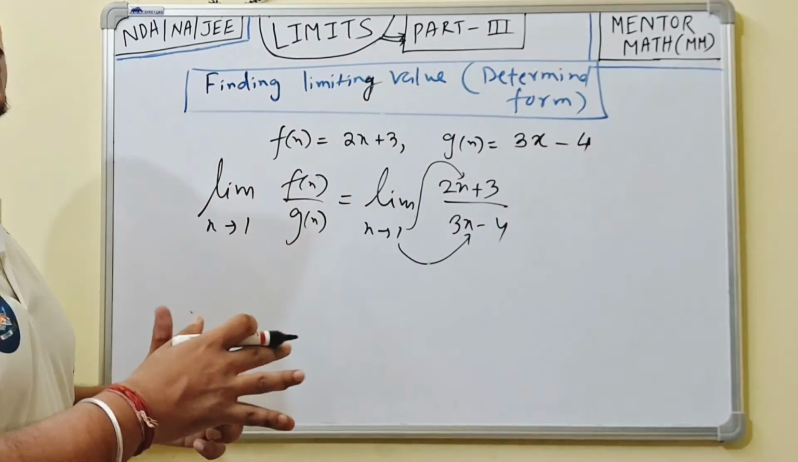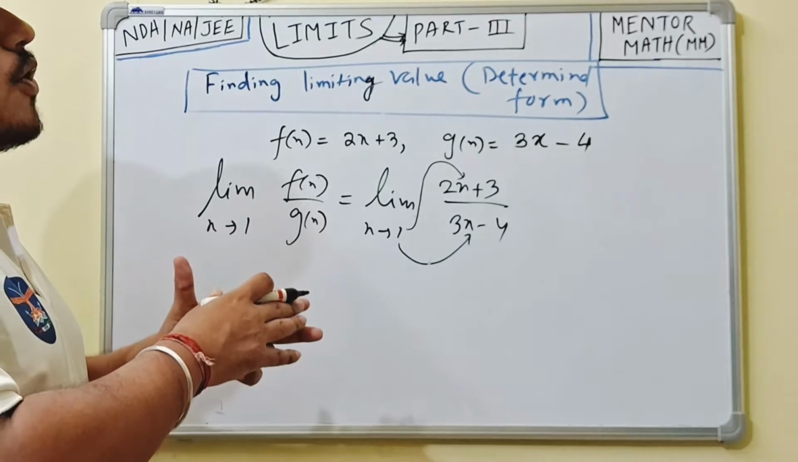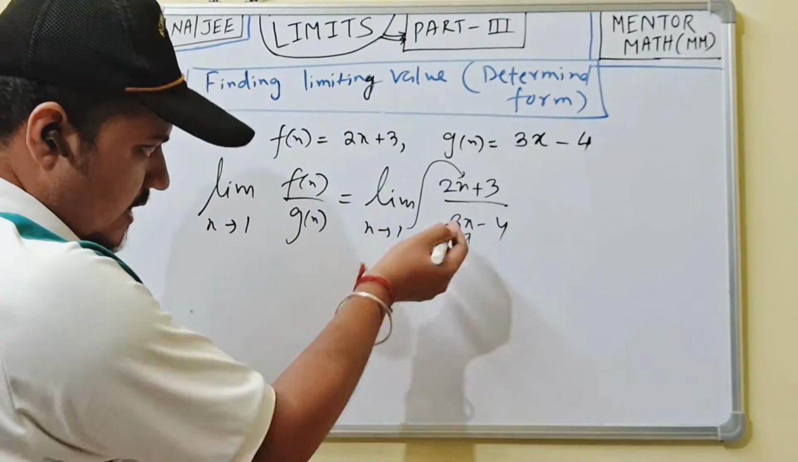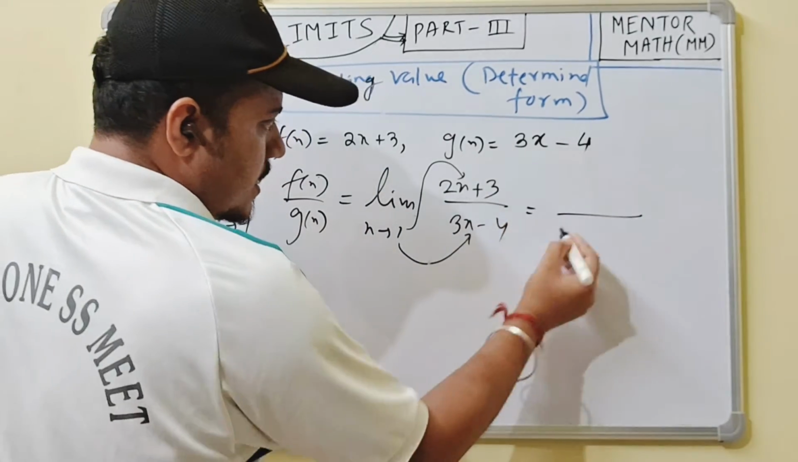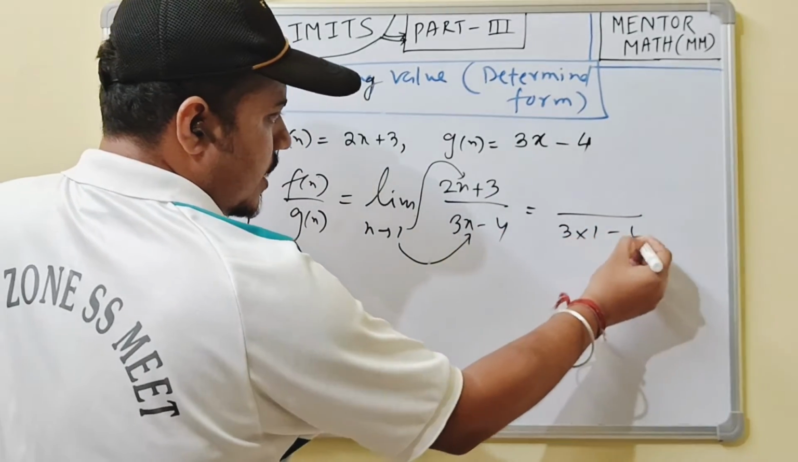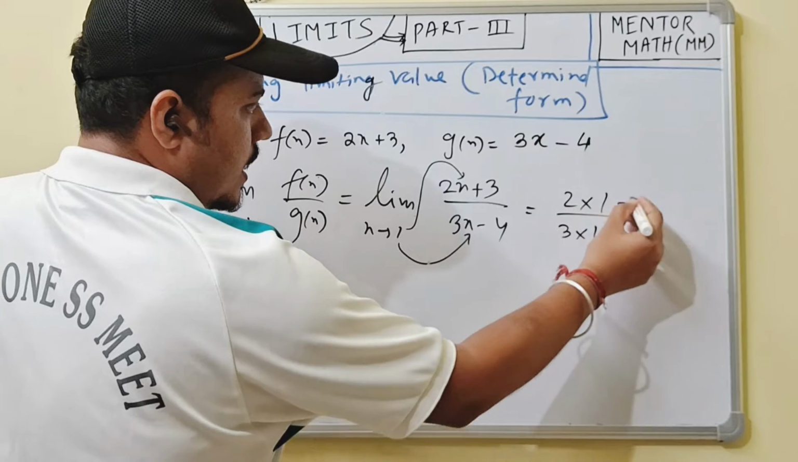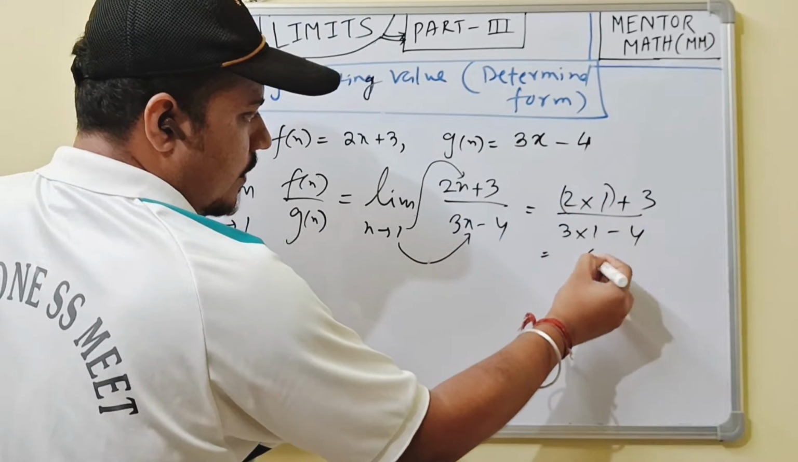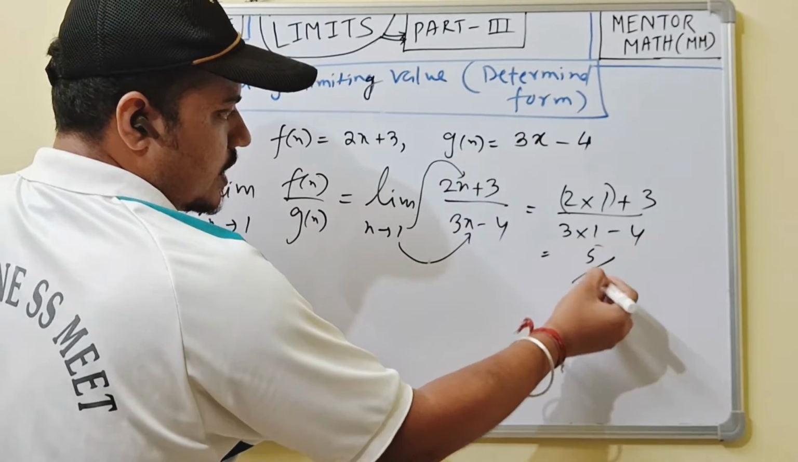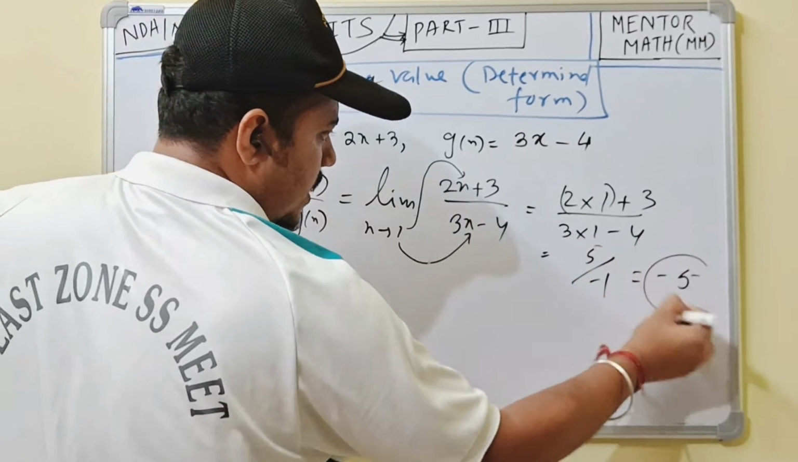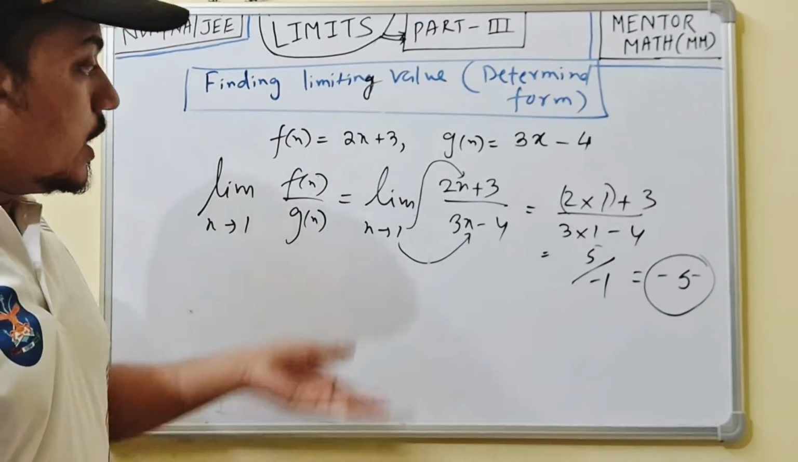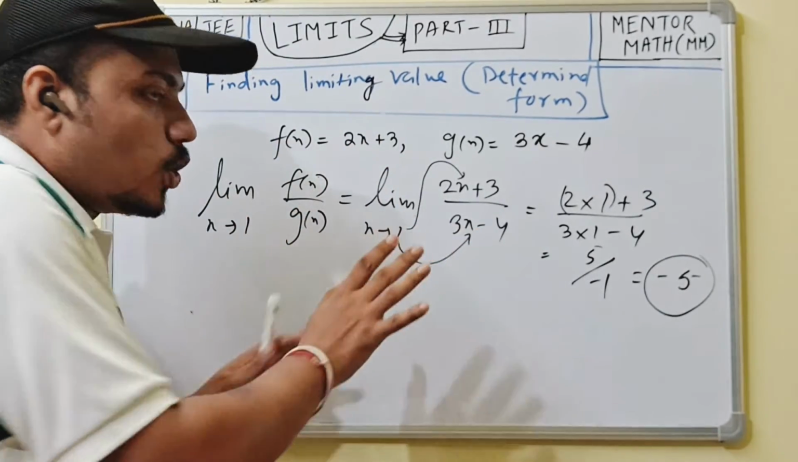It does not come from a 0 by 0 form, nor from an infinity by infinity form. The denominator does not become 0. You can check this: if I put x equal to 1 here, 3 into 1 minus 4 in the numerator, and 2 into 1 plus 3 in the denominator, that is 5, and 3 minus 4 is minus 1, so you get the value minus 5. So basically this is a determinate form, because you can easily see that the denominator does not go to 0.